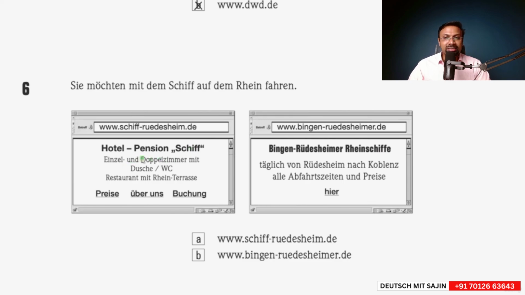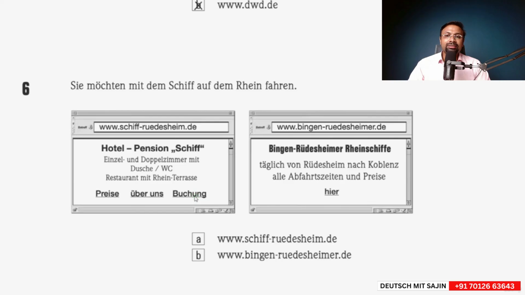Einzelzimmer und Doppelzimmer. Einzelzimmer is a single room. Doppelzimmer is a double room. Mit Dusche. Die Dusche is a shower. Weise is like the bathroom. Restaurant mit Rheinterrasse. Restaurant with the terrace on which you can look at the Rhine. Price, about us, and Buchung is the booking. It's to book, and the Buchung is the booking.